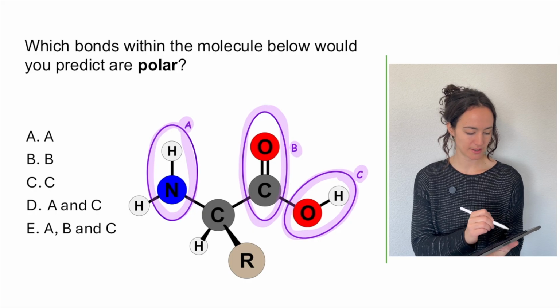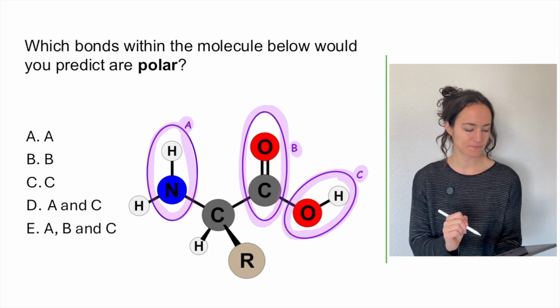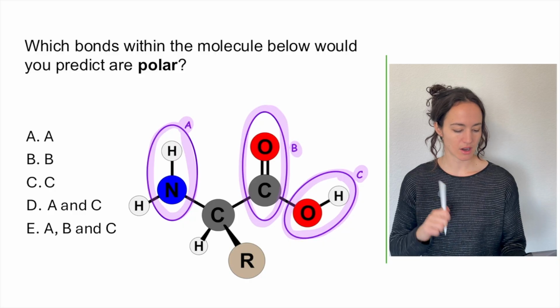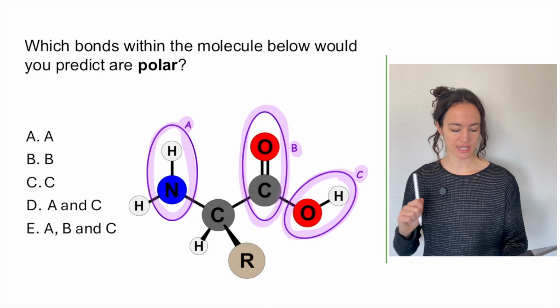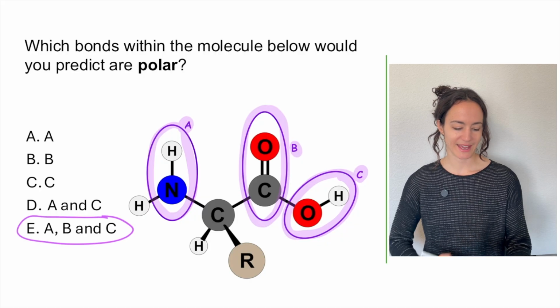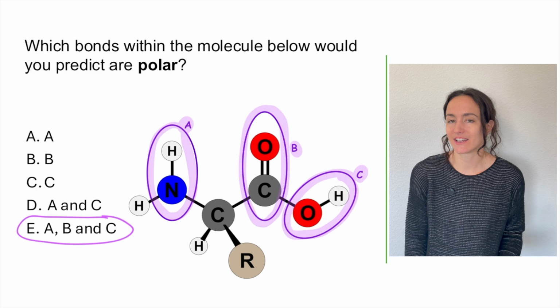You should have paused the video, so I'm going to give you the answer here. Which ones are polar? Well, nitrogen to hydrogen, carbon to oxygen, oxygen to hydrogen, these are all polar bonds. And I know really quickly because I don't see any of my exceptions.